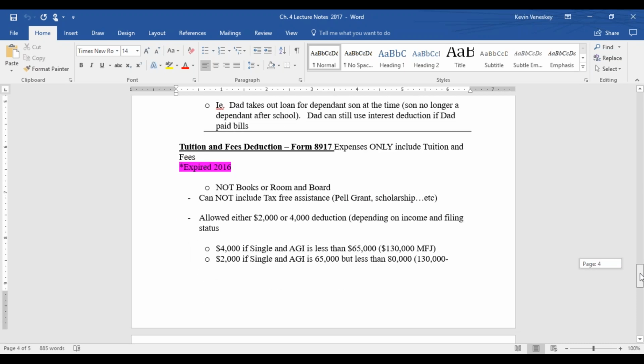Tuition and fees deduction. I'm going to skip through this because this did expire as of the 2016 tax year. Even though we are currently preparing 2016 taxes still using our tax software, we're not going to have this come up as any type of a tax return issue. Any education items that we have, they will be using credits, using either the Lifetime Learning Credit or the American Opportunity Credit, which we will discuss in a lot more detail in week 7.